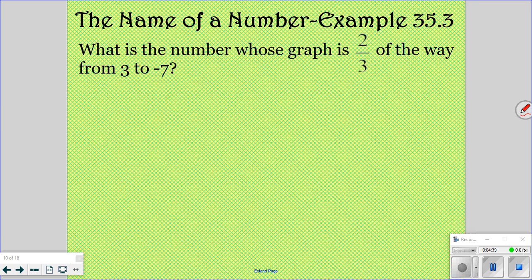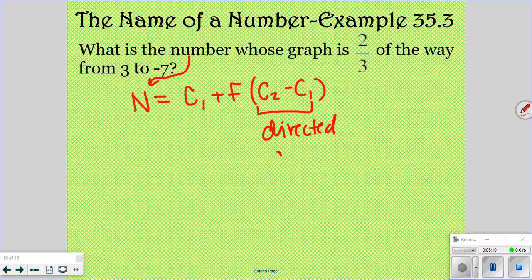What is a number whose graph is 2/3 of the way from 3 to -7? So I've got a little formula that you might want to write down for this one. So what is the number? That's going to be what we're looking for. You're going to do C1 plus F, and then times C2 minus C1. So this is the directed distance between your 2 points, because your final minus your initial.